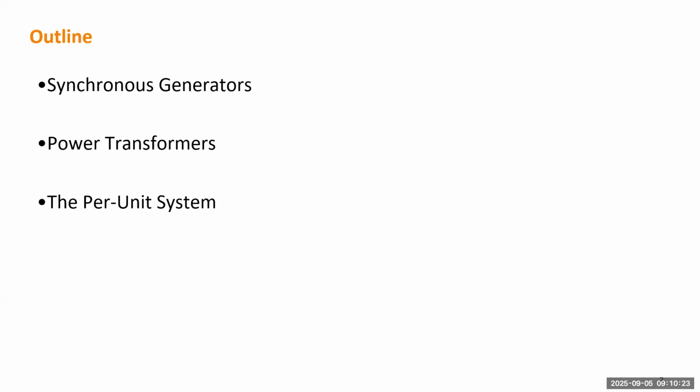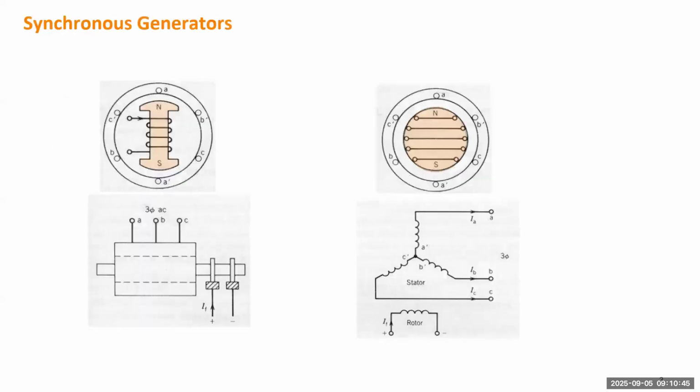All right, so we're going to cover synchronous generators, and cover the models for 2 types of synchronous generators, including salient pole rotor generators and round rotor generators. Then we move to power transformers, and then we introduce the per unit system to simplify the representation of the power network.